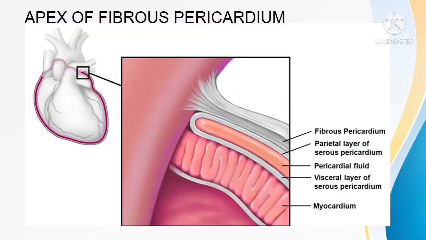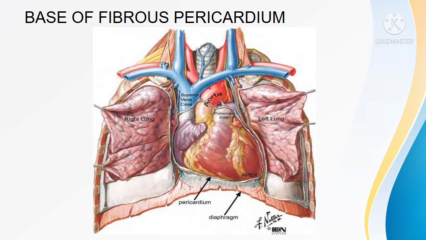So the apex blends with the tunica adventitia of the great blood vessels. There is continuation of the parietal layer of the serous pericardium with the visceral layer of the pericardium near the great blood vessels. The base of the fibrous pericardium blends with the central tendon of the diaphragm.